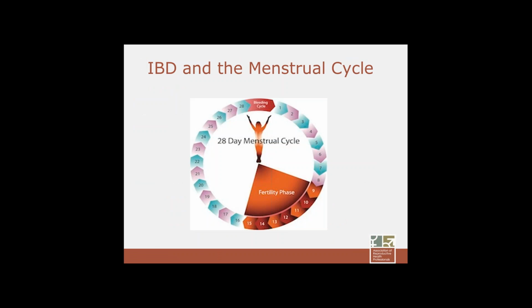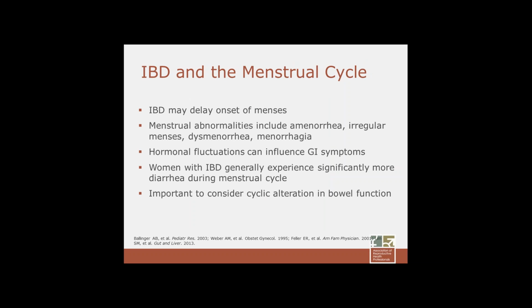So, Caitlin, next slide. So let's move on and talk about IBD and the menstrual cycle and how those two interact. So IBD can delay the onset of primary menarche in patients who are diagnosed during childhood and adolescence, so they may not get their period. Menstrual abnormalities include, just like in other women, amenorrhea, irregular menses, dysmenorrhea, and menorrhagia. So IBD is not protective against these things.